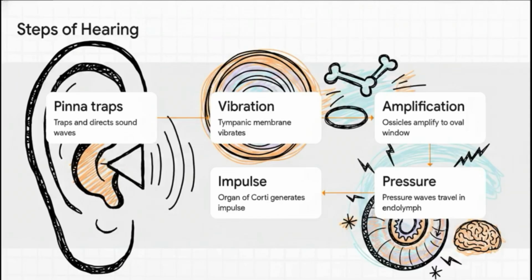Step 4. The vibrating oval window sends pressure waves rippling through the endolymphs in the cochlea. Step 5. The organ of Corti is stimulated, generating a nerve impulse that shoots right up to the cerebrum.